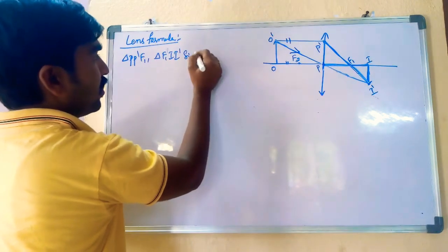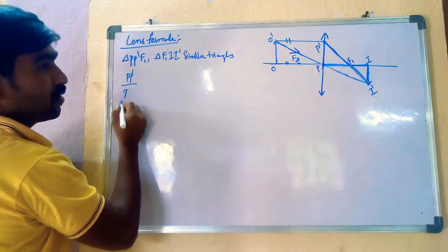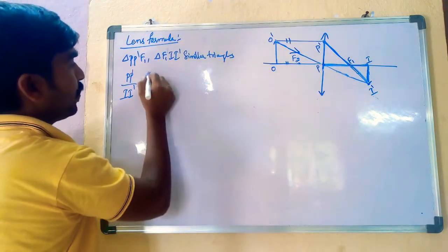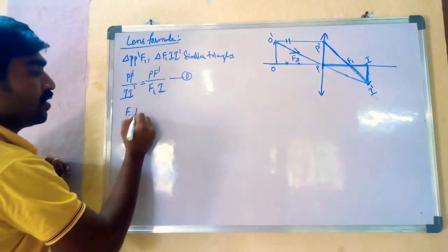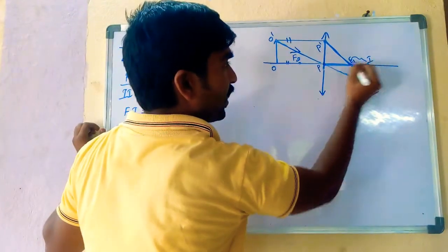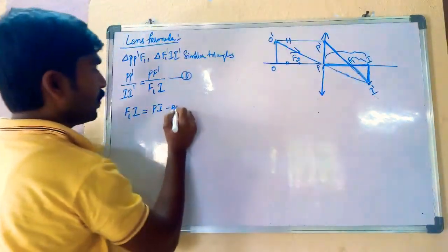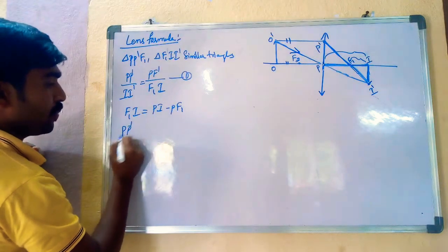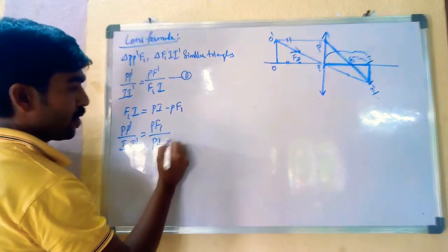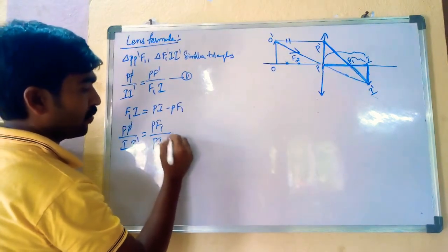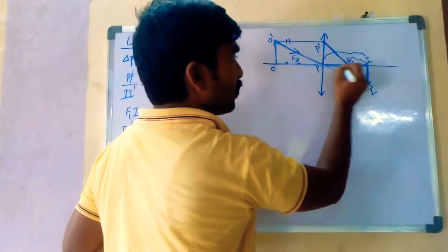Both are similar triangles. Then by the rule, P dash by I dash is equal to P F1 by F1 I. Equation number 1. From the figure we have to find the F1 I value. This is F1 I, so it is P I minus P F1. Substitute in the above equation: P dash by I dash is equal to P F1 by P I minus P F1. Equation number 2.